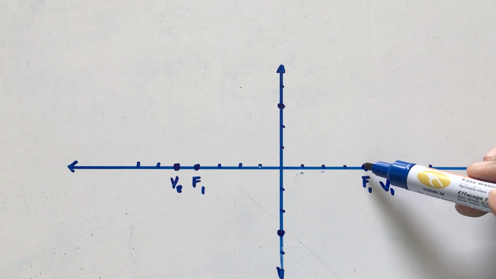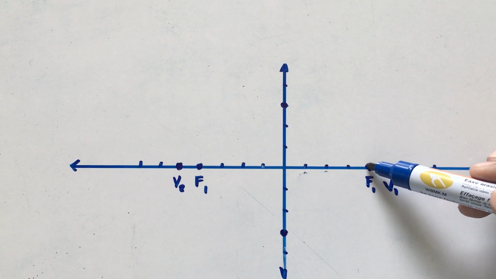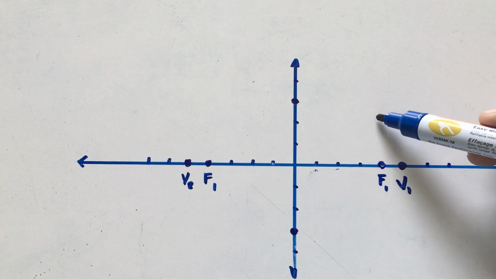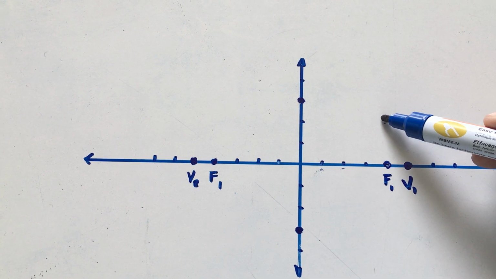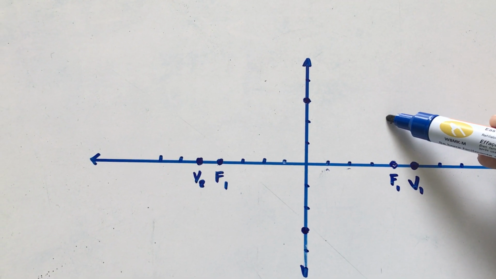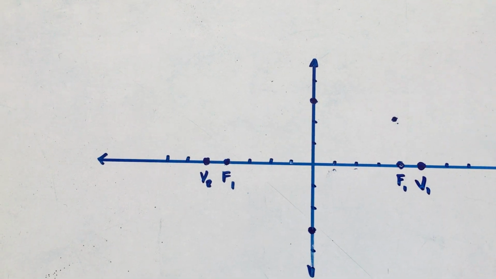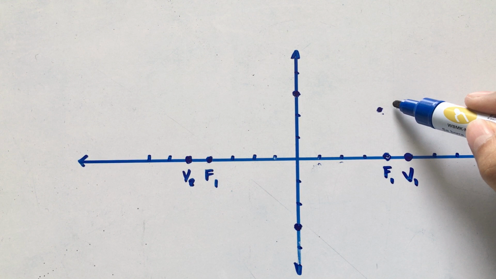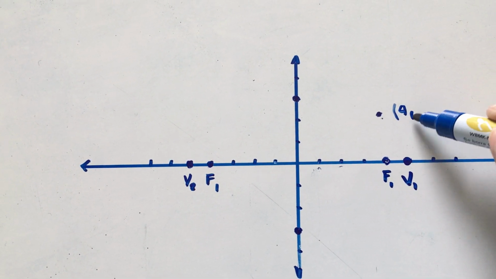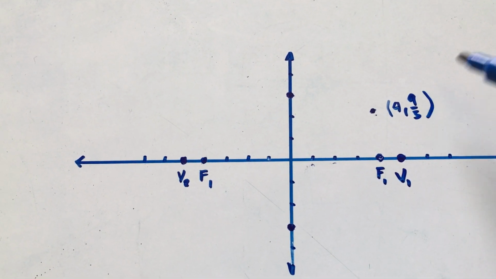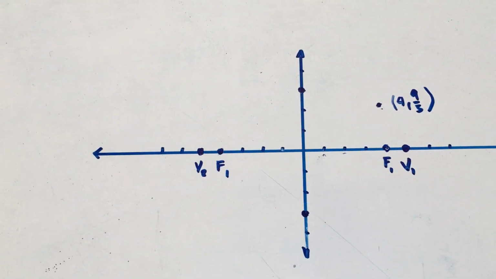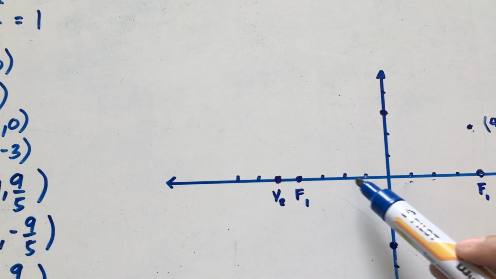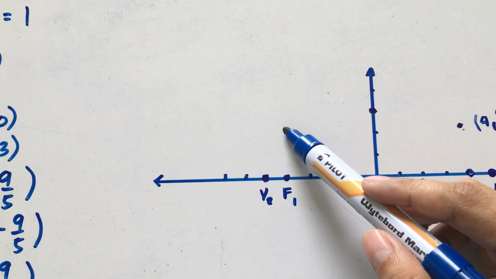Okay? So where is 4? This one. And then 1.8. Am I correct? So we're at 1, and then 0.8 is just like in this part here. Okay? So this will be your 4, 9/5. Okay? And the other part is negative 4, 9/5. So again, negative 4 is this one, and 9/5 is this part here.